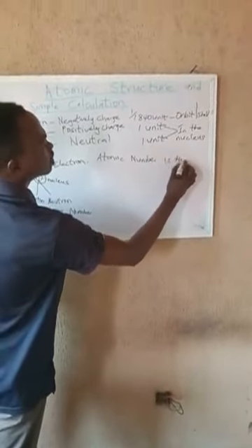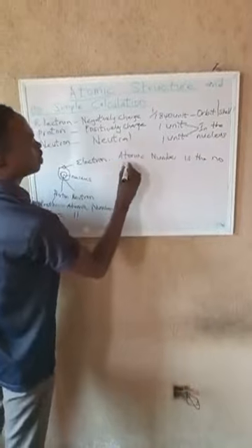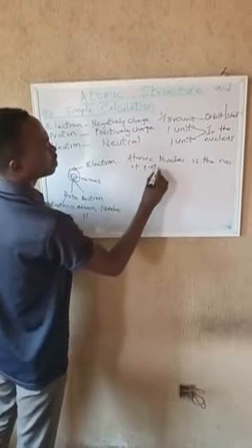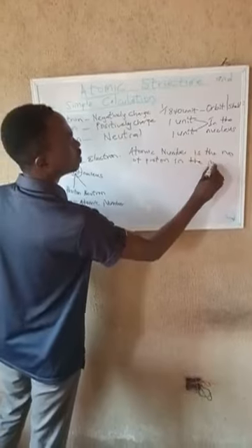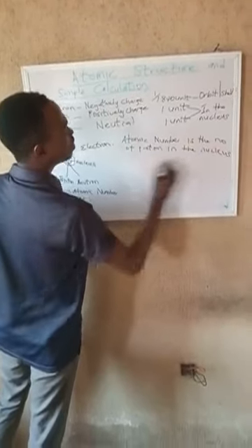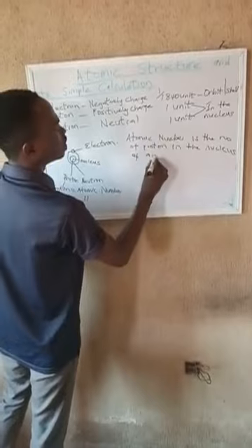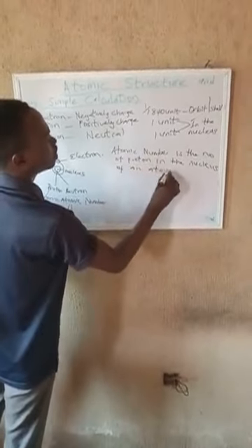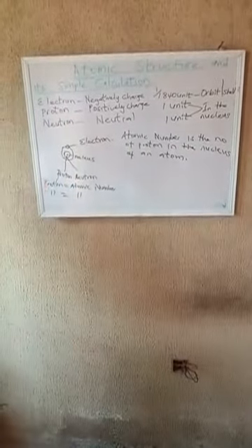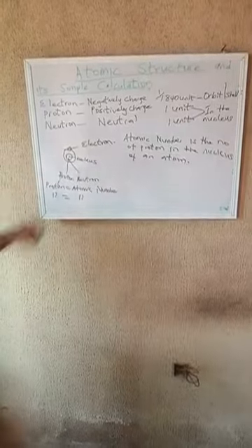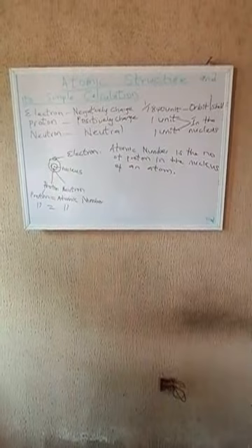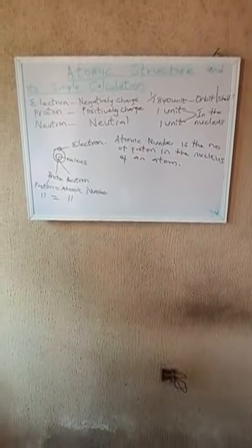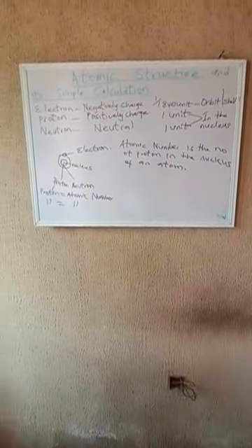Atomic number is the number of protons in the nucleus of an atom. That's the atomic number. So the number of protons is also referred to as the what? The atomic number. Proton number is the atomic number.